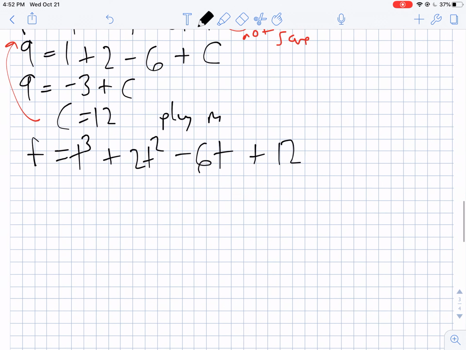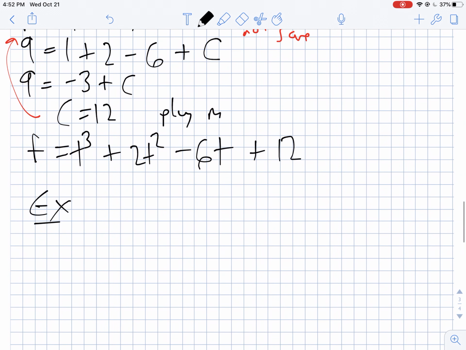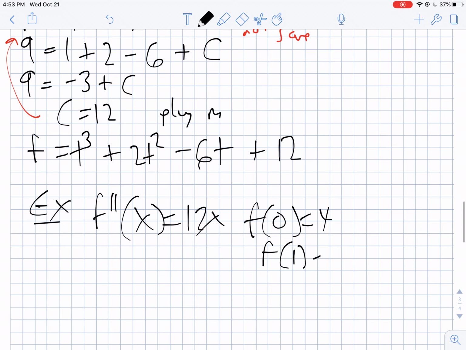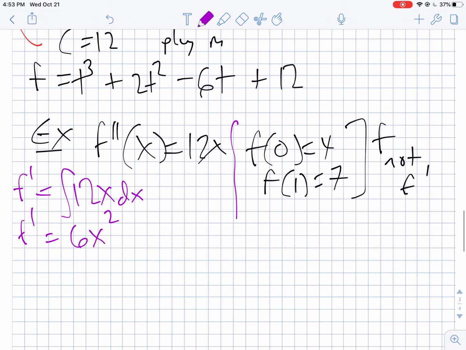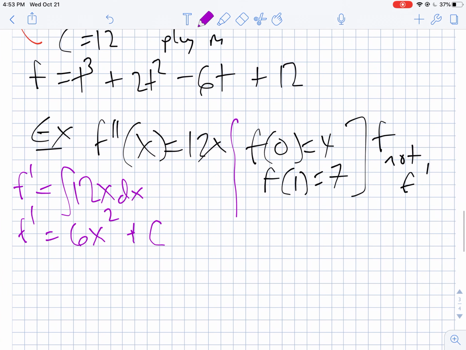One more situation that you might see, and this will be our last example for the day, is if I tell you the second derivative is 12x, and I give you two initial conditions, but both of my initial conditions are in terms of f, not f prime. So that's going to just add a little extra step of work to our plans, but not bad. So f prime, of course, is the antiderivative of f double prime. So you take the antiderivative of 12x, so you'll get 6x squared plus c. Okay, now, do I have an f prime condition I can plug in? Gosh, no, I don't.